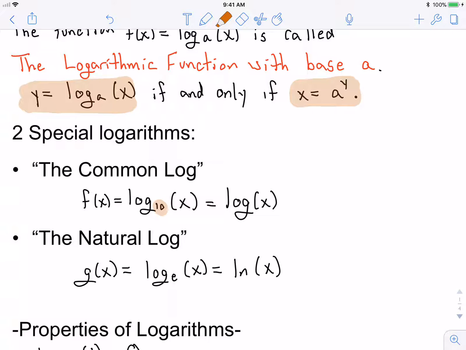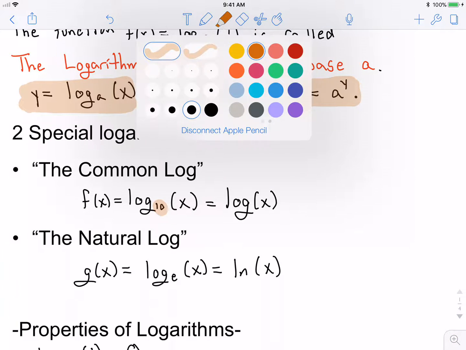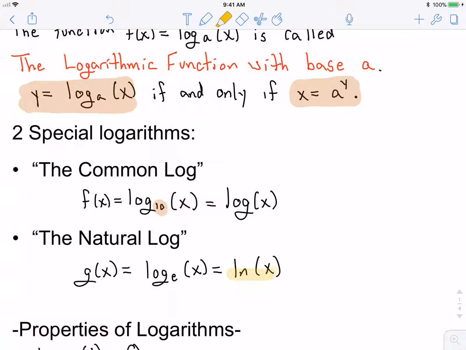On the other hand, if you look at your calculator and you see something called ln of x, or natural log, this is a log with base e, and natural log of x has a lot of applications, so we put a button on the calculator because we'll be using it quite a bit.